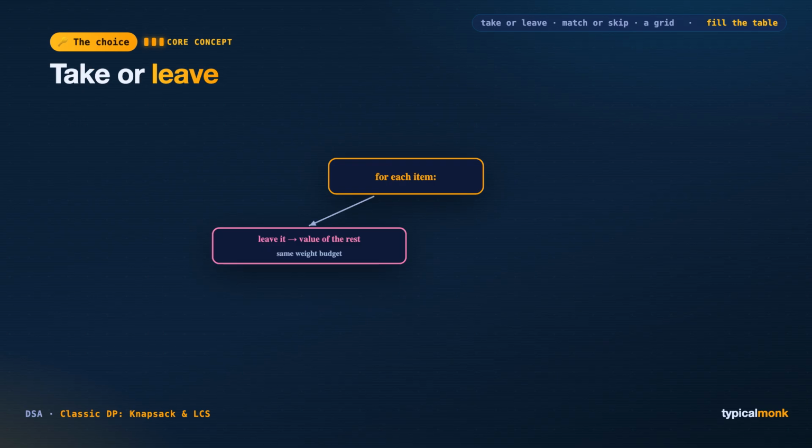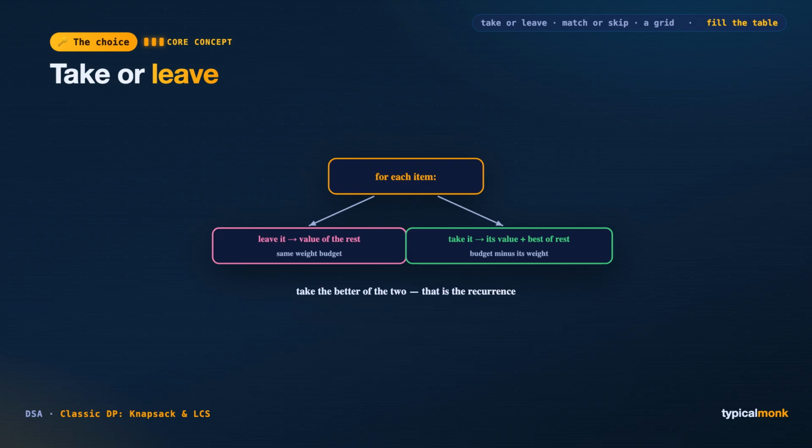The first choice, leave the item. If you do not take this item, then the best value you can achieve is simply the best value achievable using only the remaining items, with your full weight capacity still intact, since you spent none of it on this item. So if you leave it, the problem reduces to the same knapsack problem on the other items with the same budget. It is a smaller version of the very same problem.